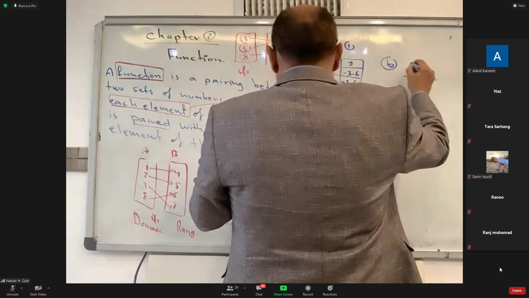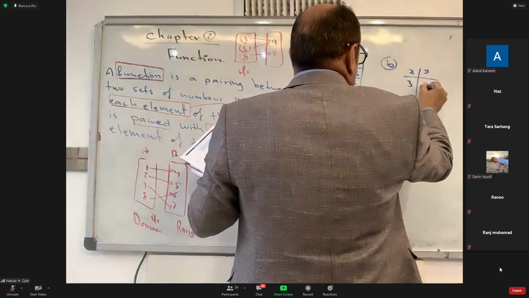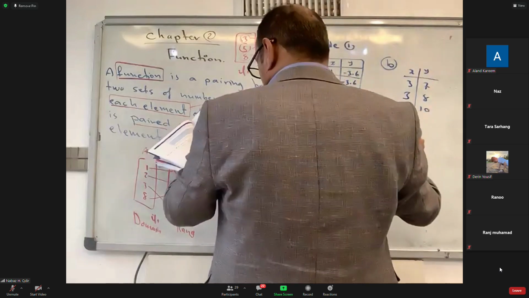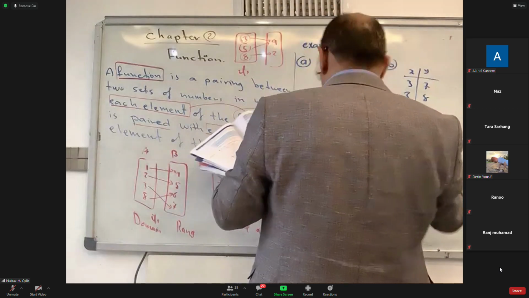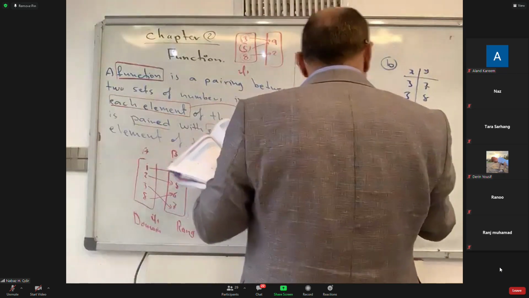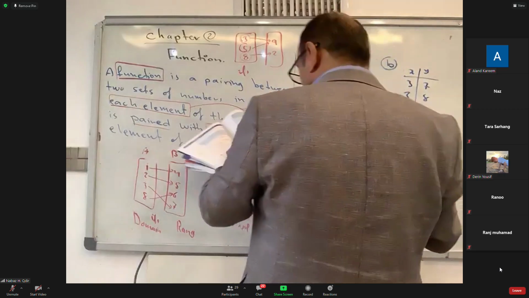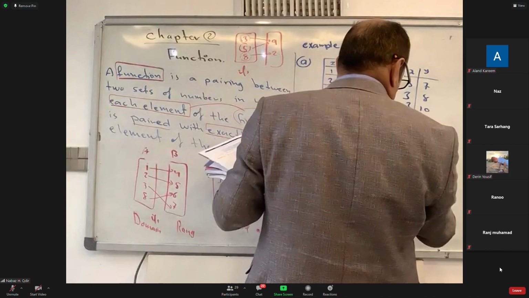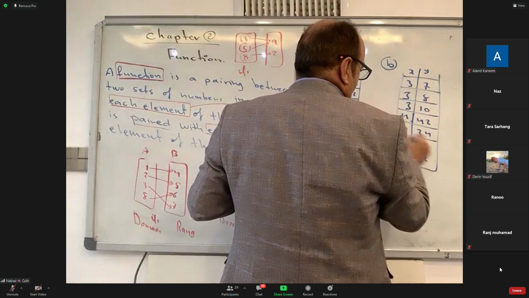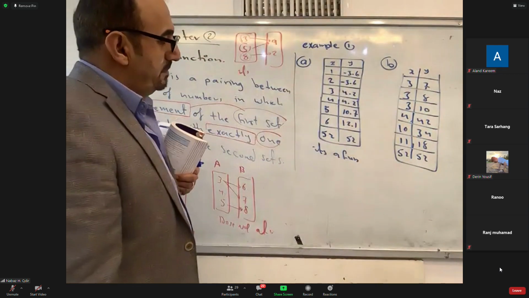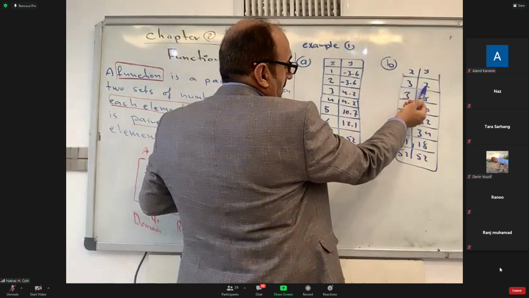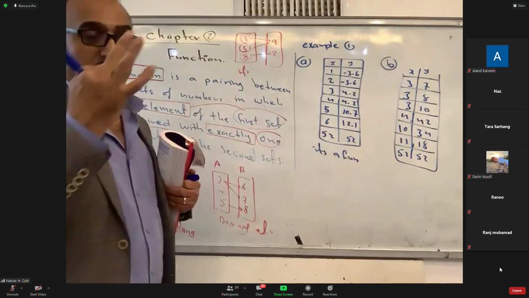B, this X and Y: 3 with 7, 3 with 8, 3 with 10, 4 with 42, 10 with 6, 11 with 18, and 52 with 52. This is not a function because in the set X, the number 3 is going to 7, 8, and 10. It's connected with 3 numbers.